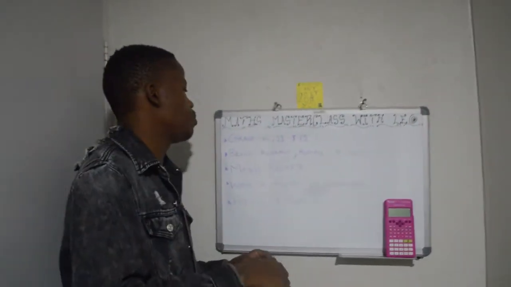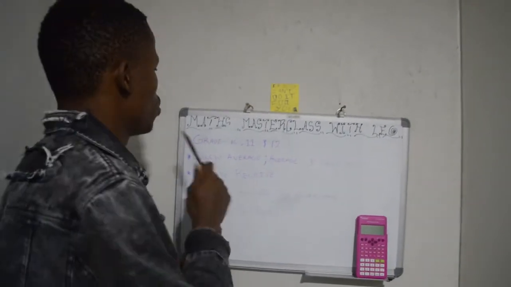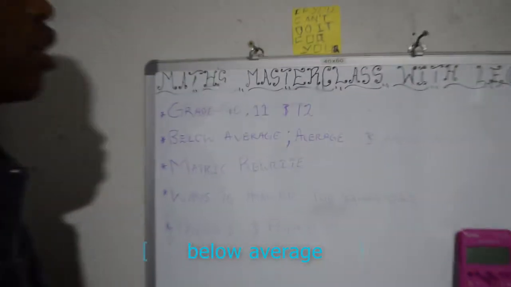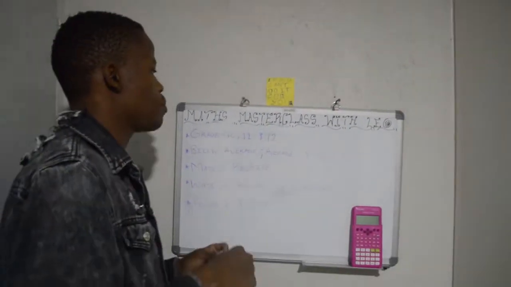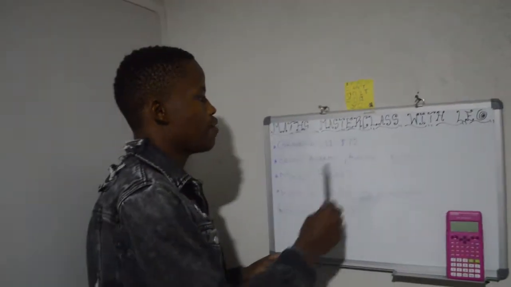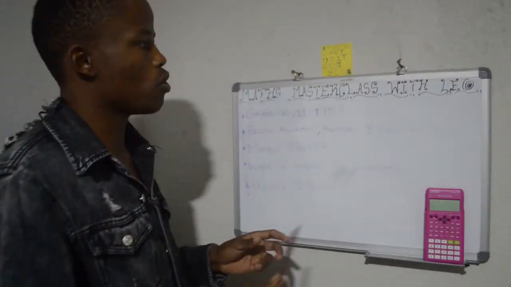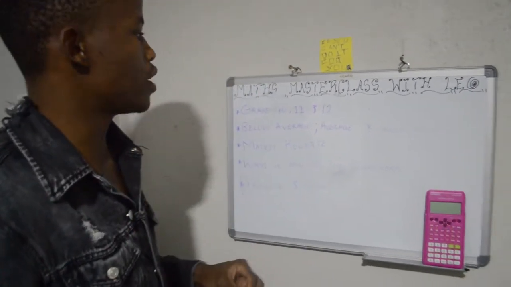In this channel, we'll be dealing with learners who are in grade 10, grade 11 and grade 12. We'll be dealing with learners who are below average, average and above average. When you talk about learners who are below average, you're talking about level 1 to level 3 learners. Average, you're talking about level 3 to level 4. And above average, you're talking about level 5 to level 7.